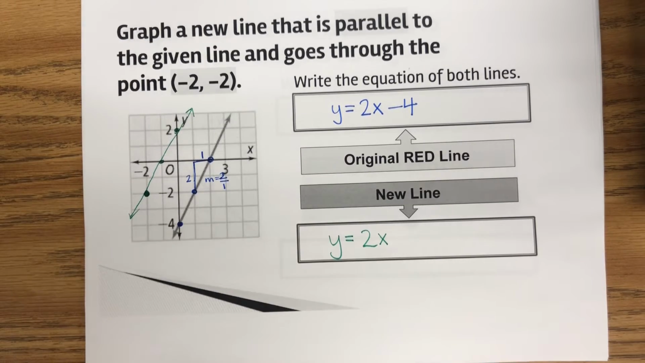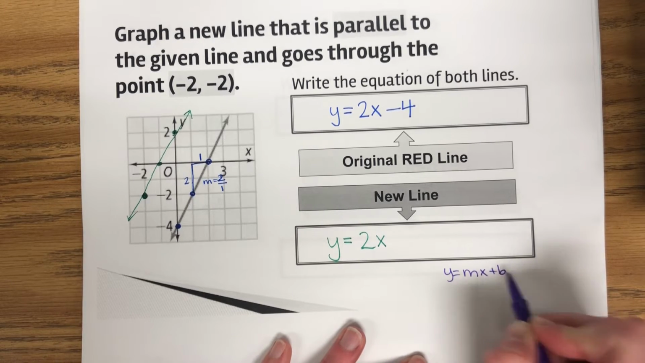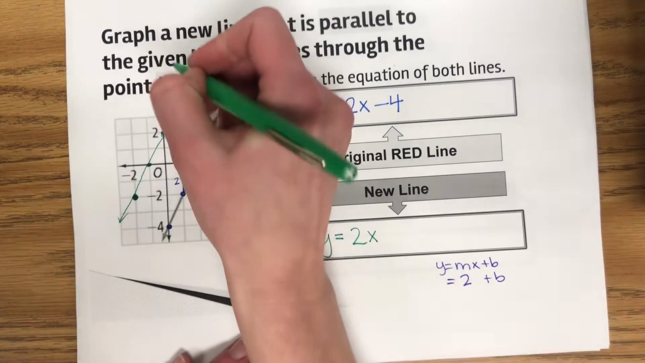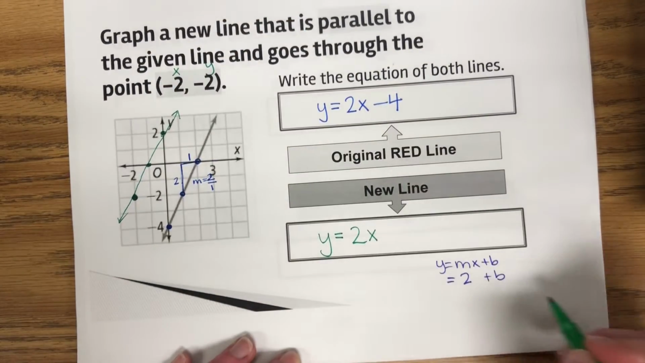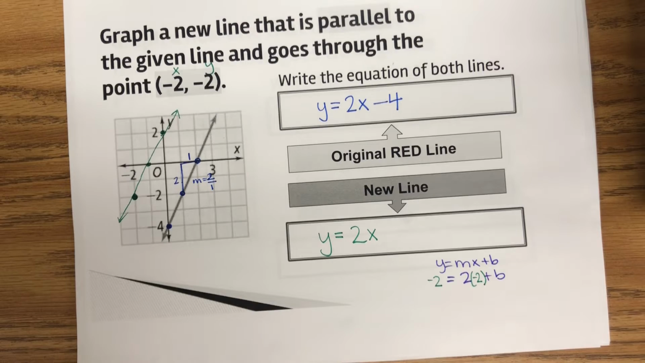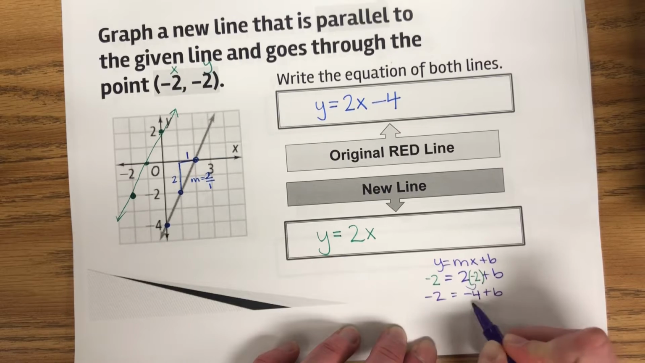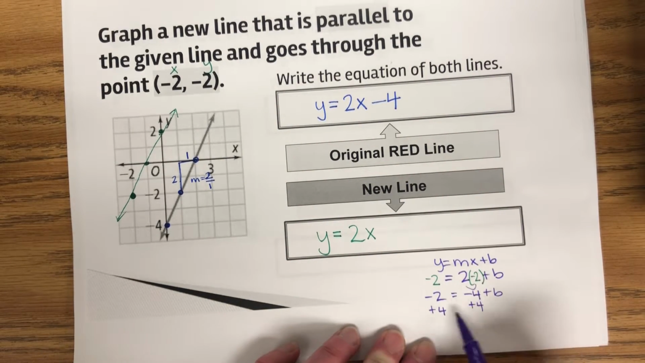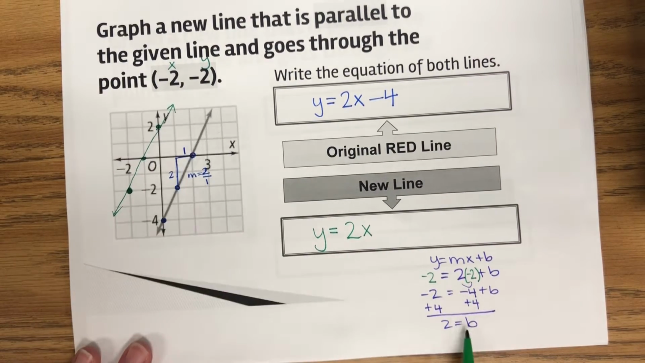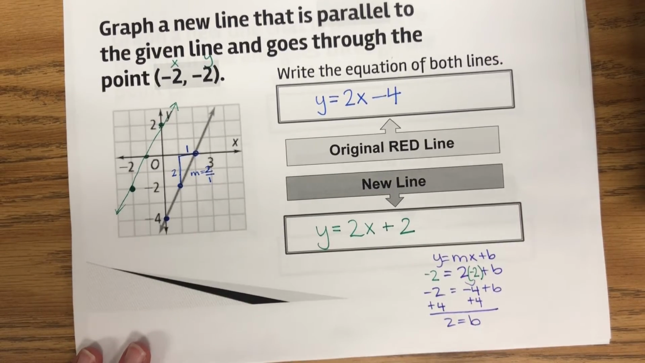Or I can use my equation, y equals mx plus b, to plug in what I know and use x and y here. So y is -2, x is also -2 to solve this problem. 2 times -2 is -4 plus b equals -2. Add 4 on both sides and you get 2 equals b. So either way, you can see that you should have +2 for the b part of your new equation.